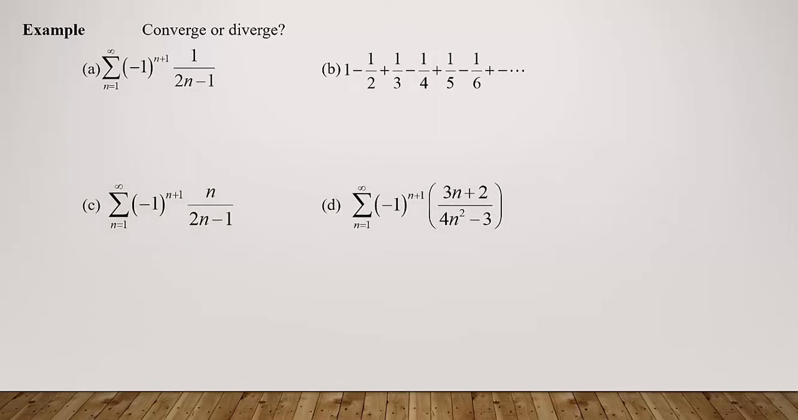We're going to do an example: the series negative 1 to the n plus 1 times n over 2n minus 1. And in part D, it'll be the series negative 1 to the n plus 1 times the quantity 3n plus 2 over 4n squared minus 3. So you know what it's time to do. Make sure you have this example written down in your notes because I'm going to head off to the chalkboard and work out each one of them.